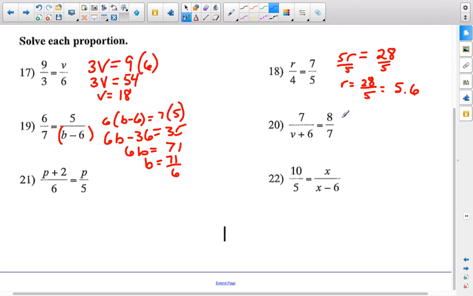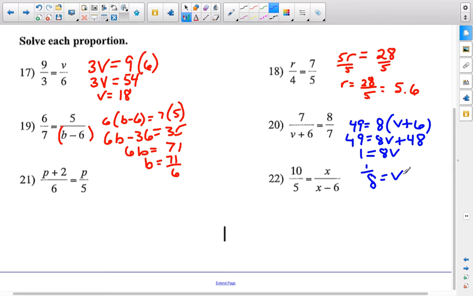Okay, let's cross multiply. Oh, look, we have the same number here. 7 times 7 is 49, equals 8 times the quantity, remember, put it in parentheses, v plus 6. So 49 equals 8v plus 48. Let's subtract 48 from both sides, and we'll get 1 equals 8v. Let's divide both sides by 8, and v is going to equal 1/8.